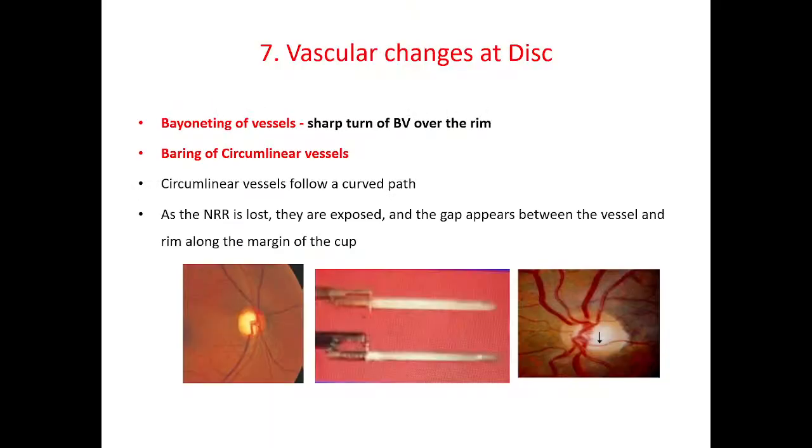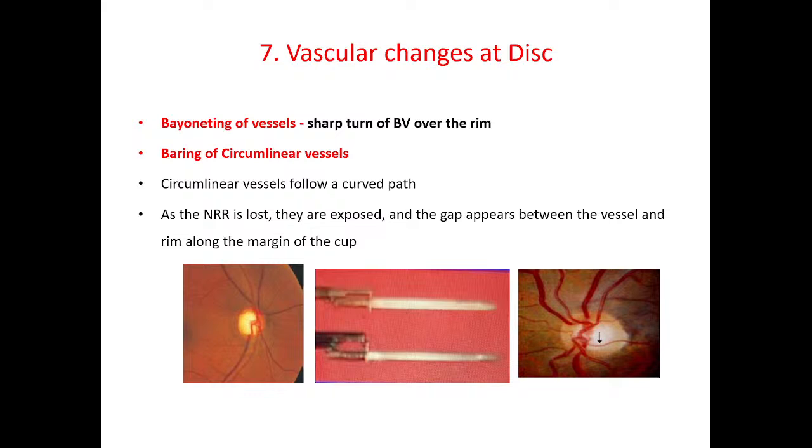Okay. And last is the vascular changes, which is now because of this loss of neuroretinal rim, the change in the pattern of the vessels which are passing from the optic disc. Normally the vessels come from the optic disc and run on the surface of the fibers, and then divide into superior and inferior branches. Okay. So, these fibers which are coming.